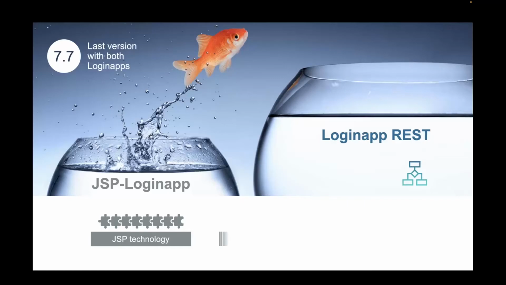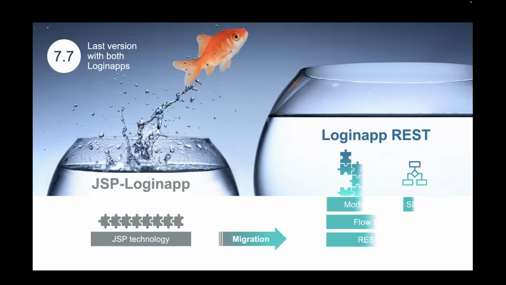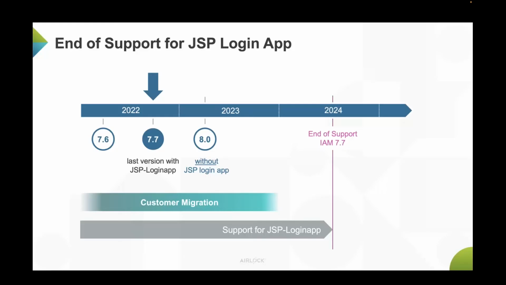So before going to the details about the new features, one more time, the last time, just a hint that 7.7 is the last version with the old and the new Loginapp, with the JSP Loginapp and the modern new Loginapp REST API. So now's the time, I think, for everybody to plan the migration if you haven't already planned it or already done it.